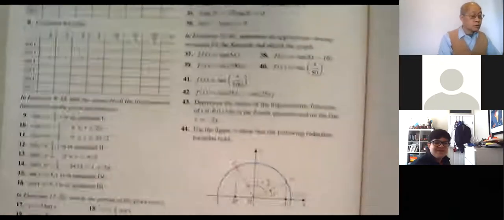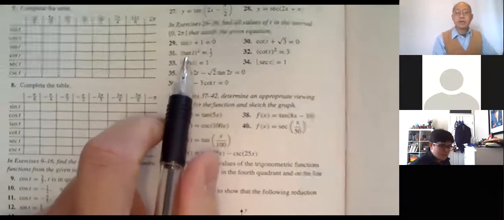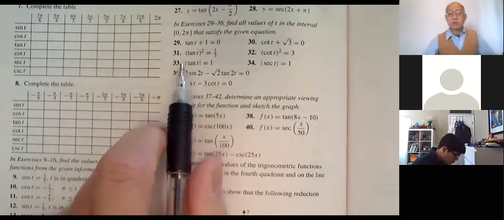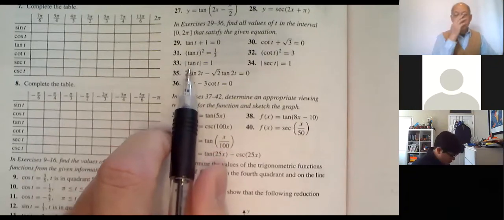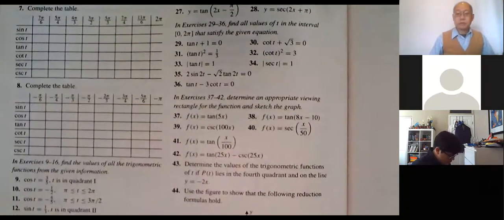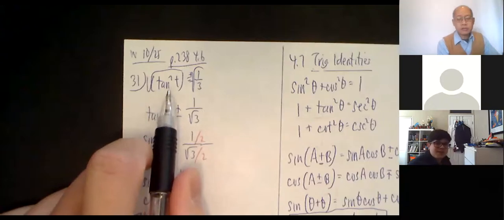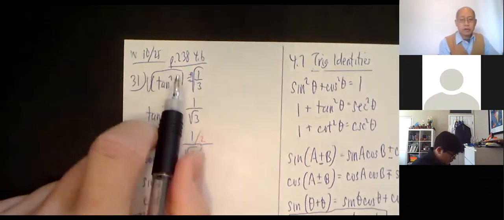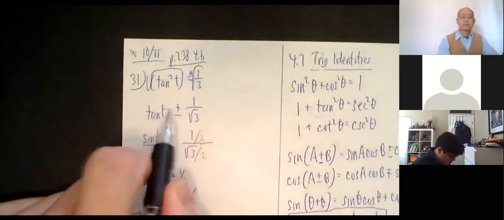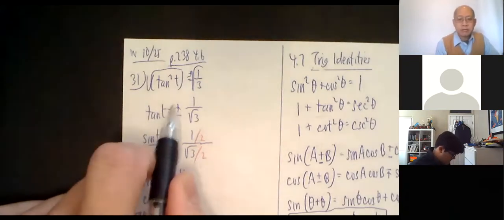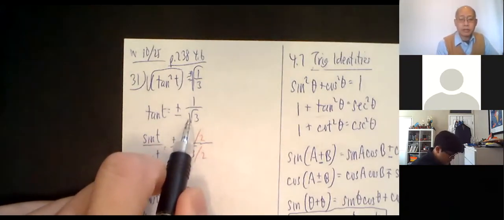All right. So just do a couple more, and then we're just about done. So go back and do 31. Tangent of t squared equals 1/3. Okay, so let me show you that one. Tangent squared of t is the way I'm going to write it, equals 1/3. Okay, so do the square root. That gives you a plus or minus. Tangent of t is plus or minus 1 over radical 3.